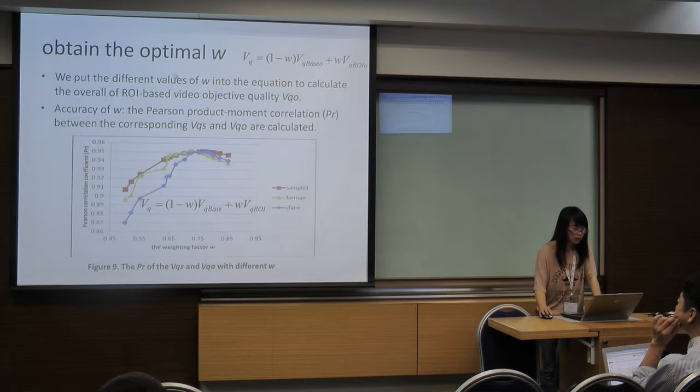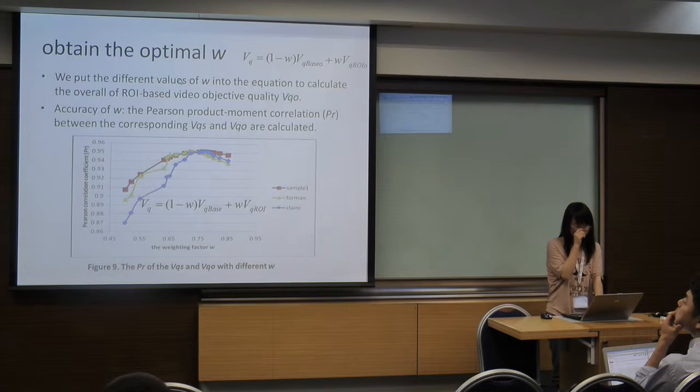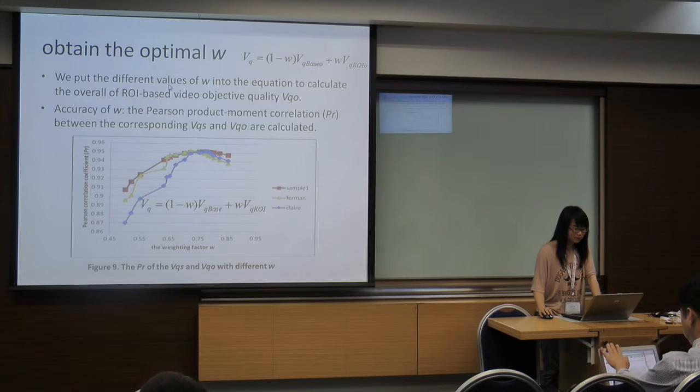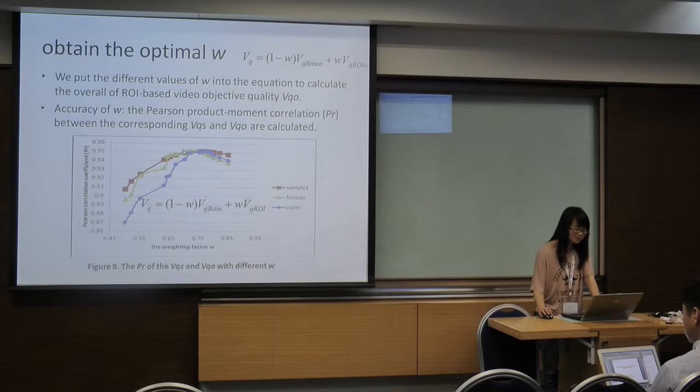To assess the accuracy of the weighting factor, we calculate the Pearson product moment correlation between the corresponding video subjective and objective quality. We use this test to verify, and we found that there is a maximum of the Pearson product moment correlation. So we take that value of P that gets the maximum, and so we obtained the optimal W.